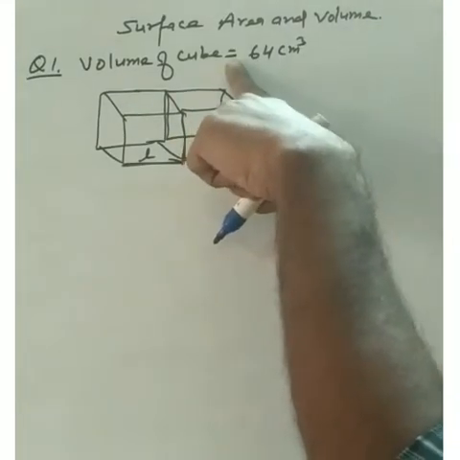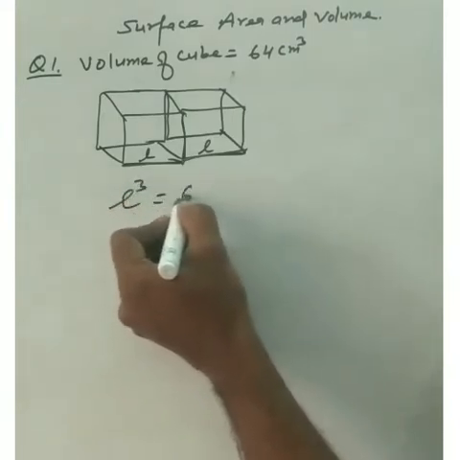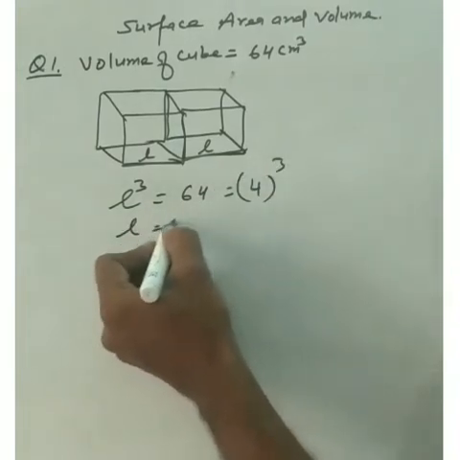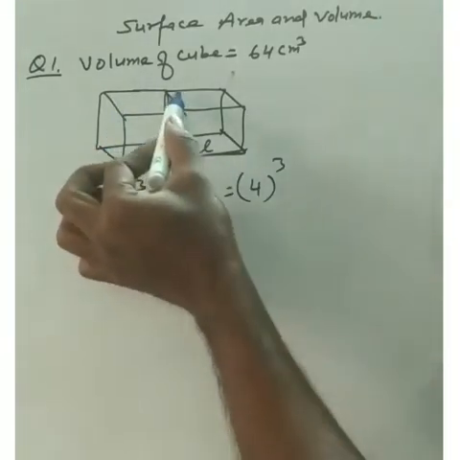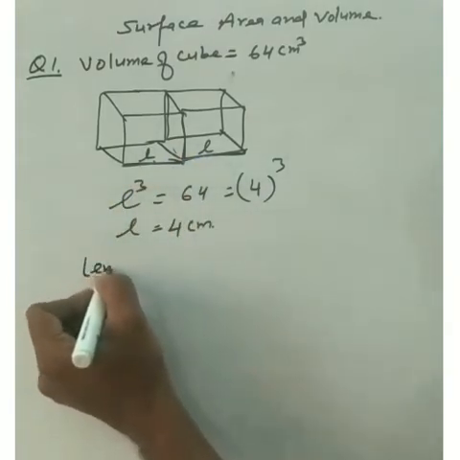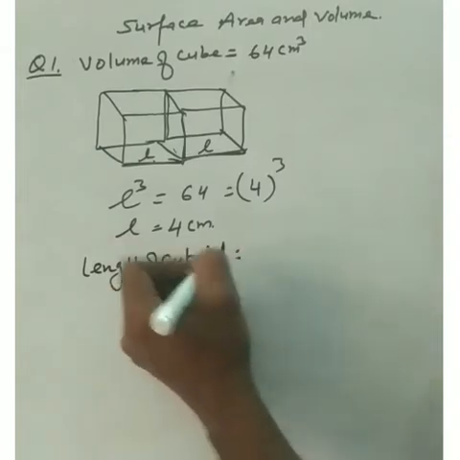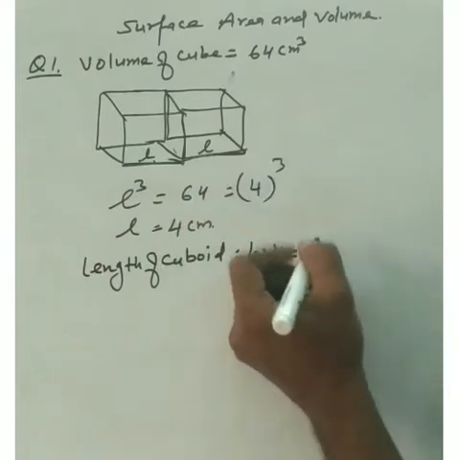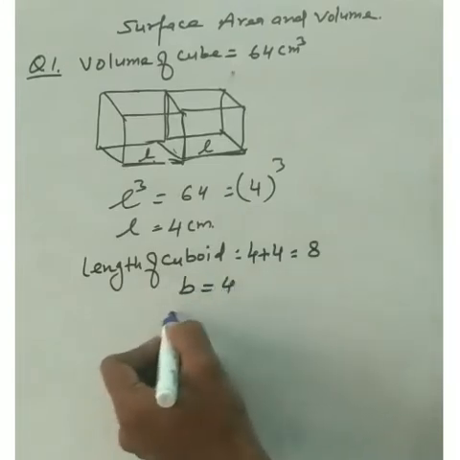Since the volume of the cube is given 64, the volume is L cube equal to 64, which is 4 cube. Therefore, L equal to 4 centimeter. Now, when these two cubes are joined end to end, they form a cuboid. Length of cuboid is this 4 plus this 4, that is 8. Width and height will not change. So B is 4 and H is 4.